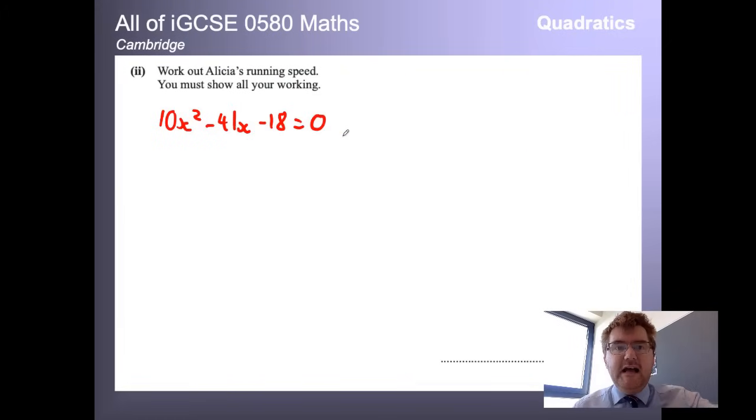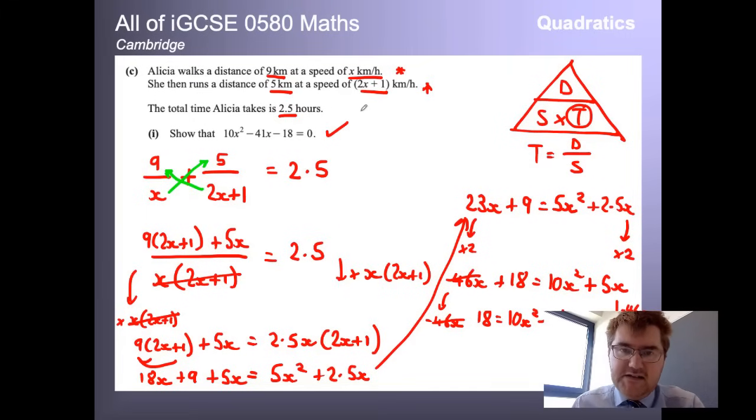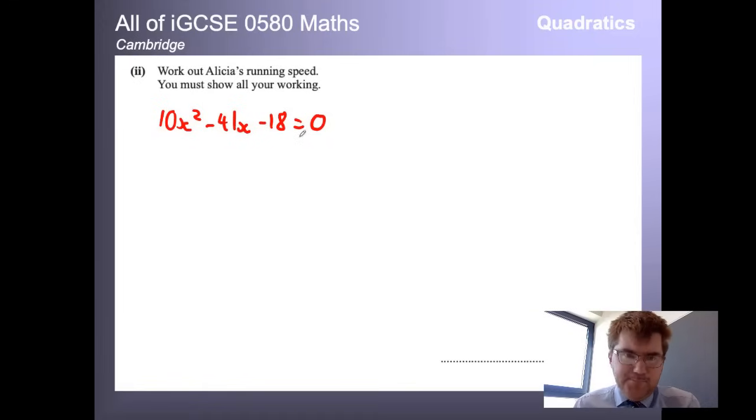Now let's have a look at part 2. We want to work out Alicia's running speed. So just to be aware, the running speed is this one here, the 2x plus 1. Now before we can do that, we need to work out what x is. So we're going to use the quadratic formula for this one.